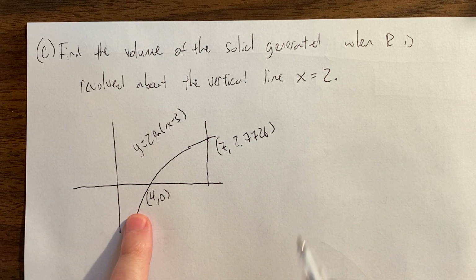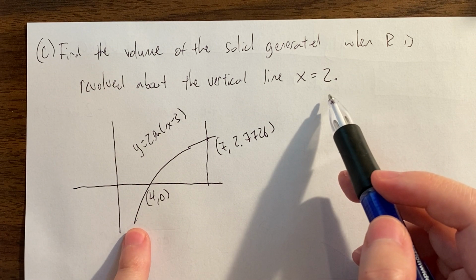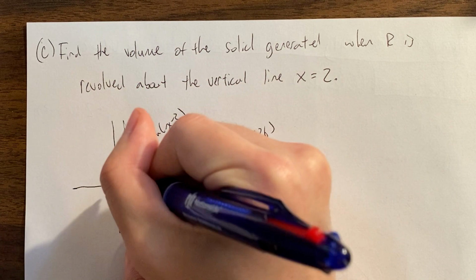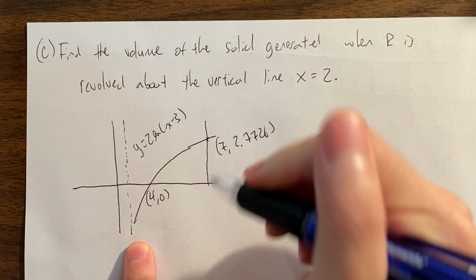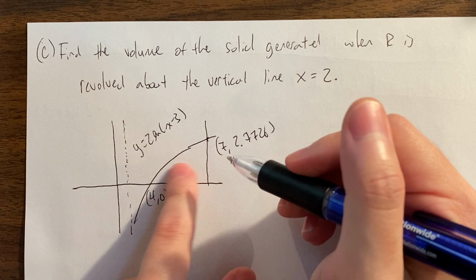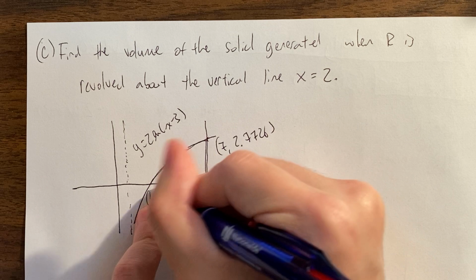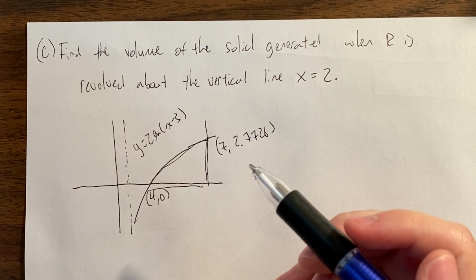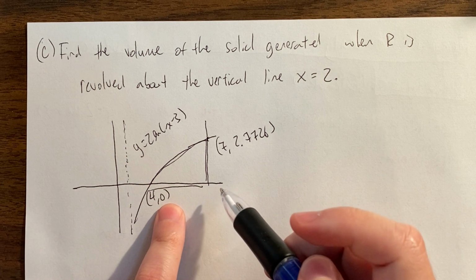Here, we're actually going to be rotating around the vertical line x is equal to 2. So it's not super to scale, but it's going to be this axis right here. What we're going to do is take this region and rotate it around this axis. So it's going to be rotating this way, spinning around like that, but I don't have enough room for hand demonstrations.